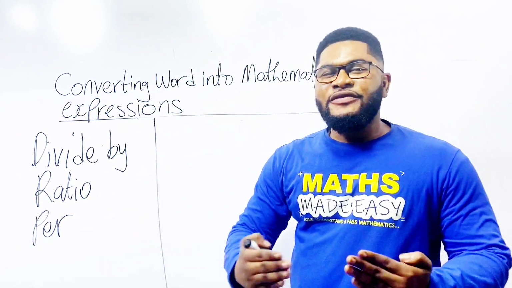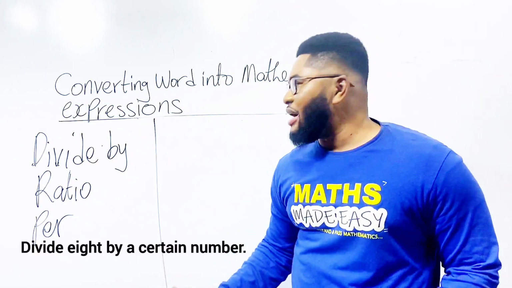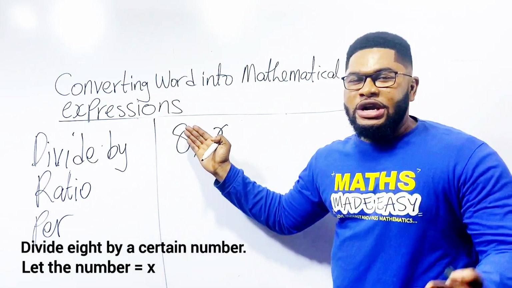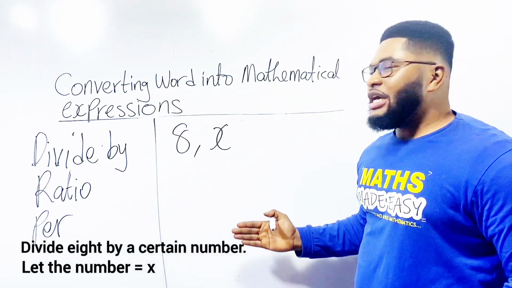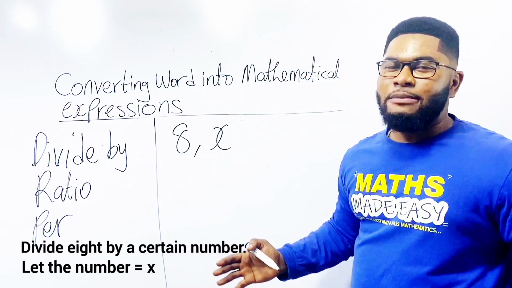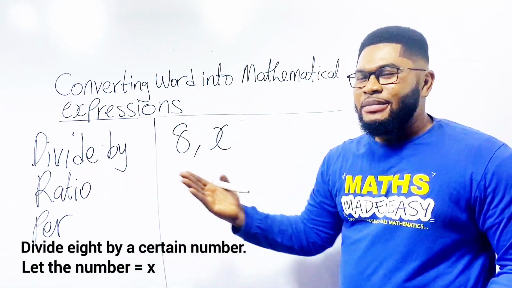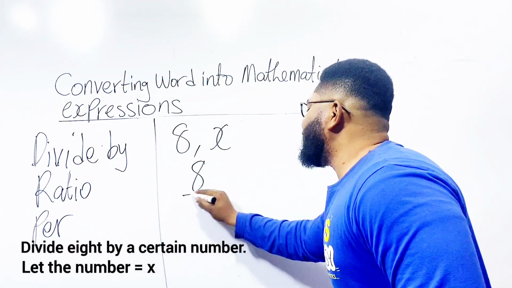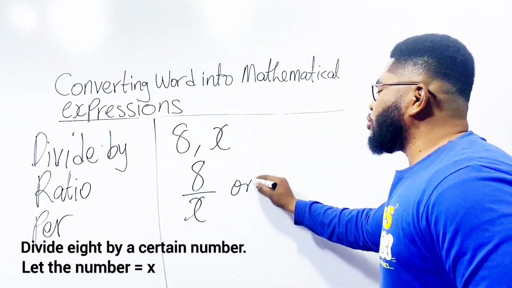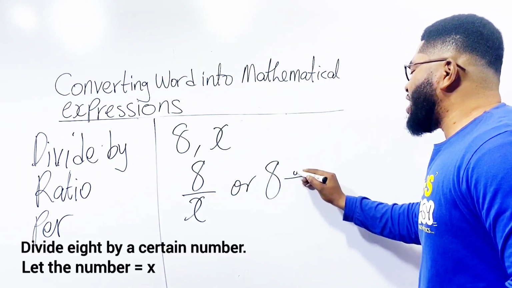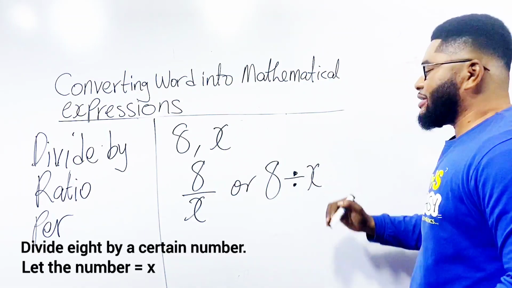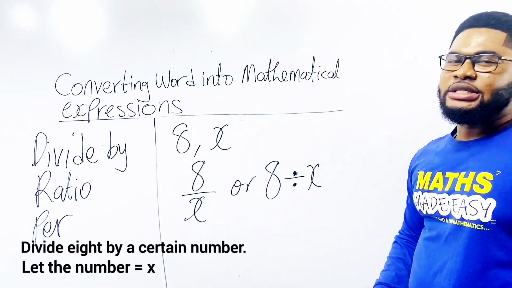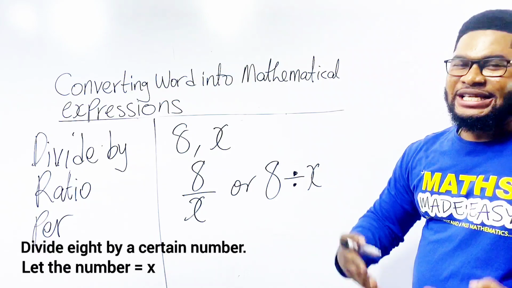So when I say divide 8 by a certain number, so you want to divide 8 by a certain number. Now, 8 is the real number I spoke about in the statement, and x will be the unknown number. So let the certain number be x. So divide 8 by a certain number will be 8 divided by x. Or you can also write that as 8 over x. So these are the two mathematical statements which represent the words divide 8 by a certain number.